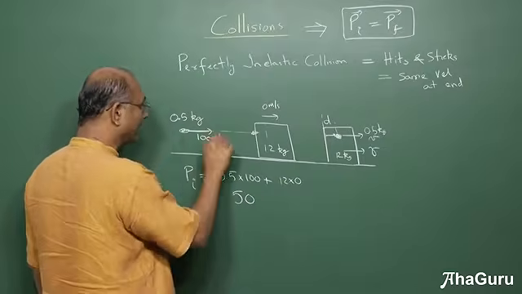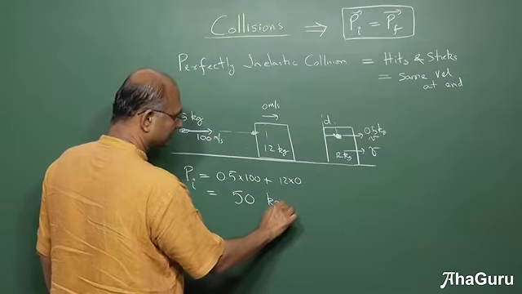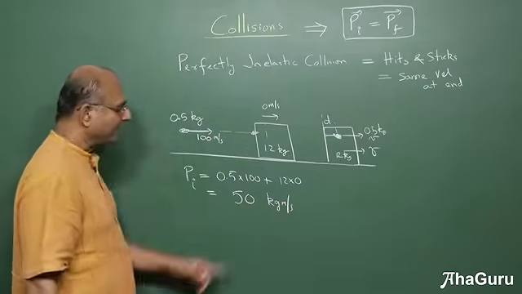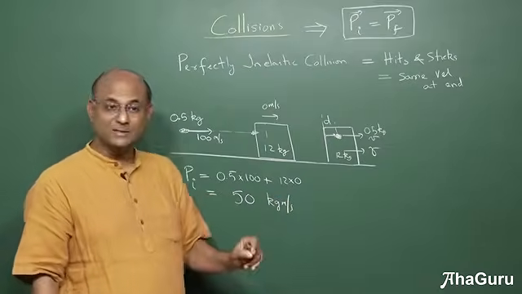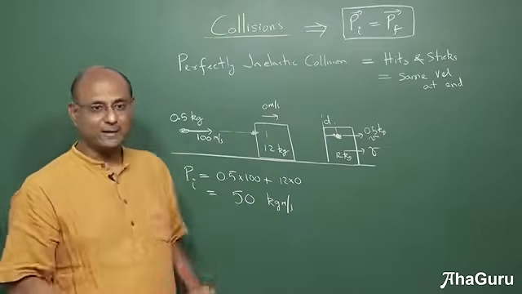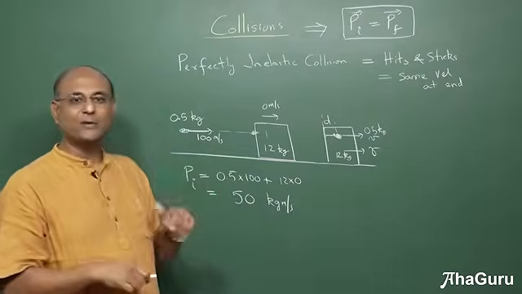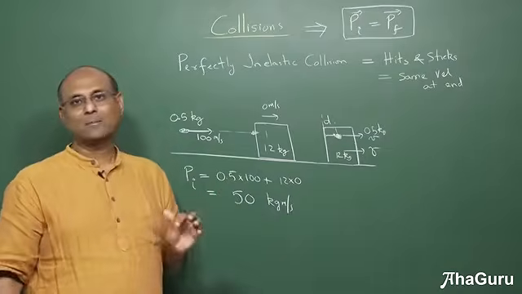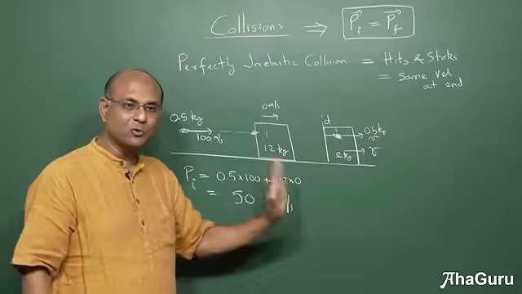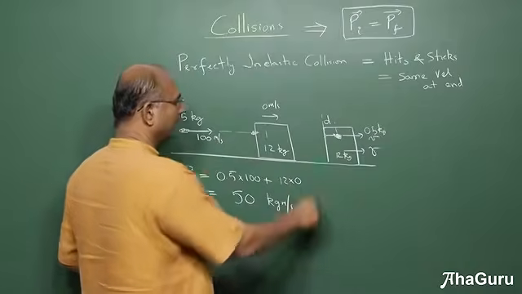What are the units? Kilogram meter per second. If I had kilogram meter per second square, it would have been newtons. So we can also write this as newton second. Usually when we calculate impulse, we write newton second. For momentum, we write kilogram meter per second, but it's absolutely no problem. Both are the same. Okay.